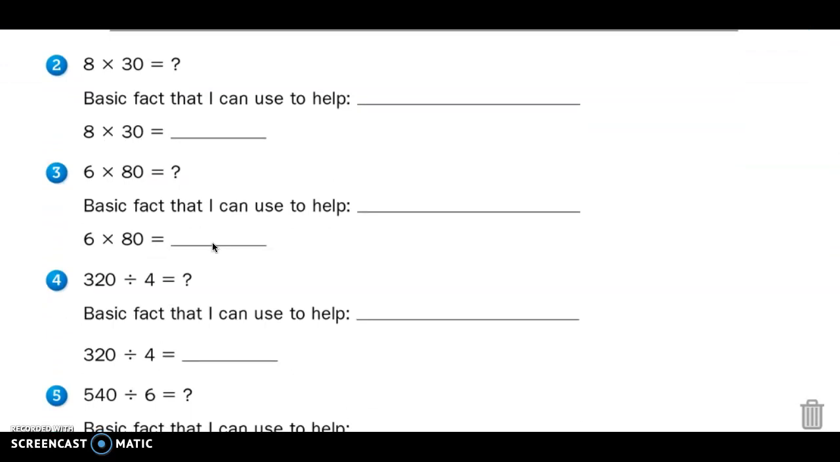All right. 8 times 30 equals what? What's our product? Well, the basic fact that I can use to help me, again, instead of multiplying by 30, I just want to multiply it by 3 right now, because I know this is like 3 tens. So I'm going to say 8 times 3. Oh boy, what is 8 times 3? Well, I'm going to use 8 times 2 as a helper fact, which is 16, plus another 8 is 24. 8 times 3 is 24.